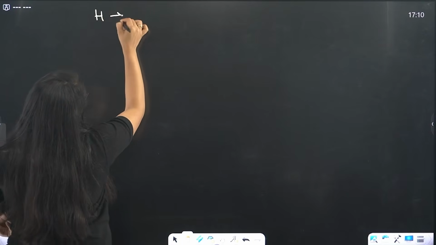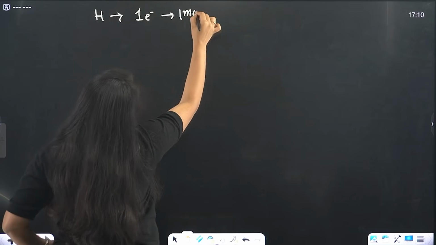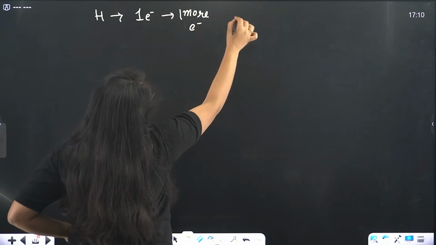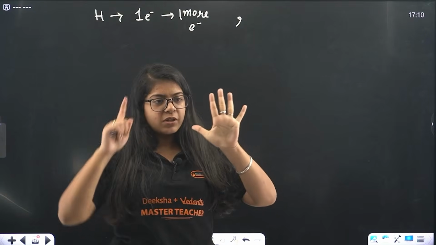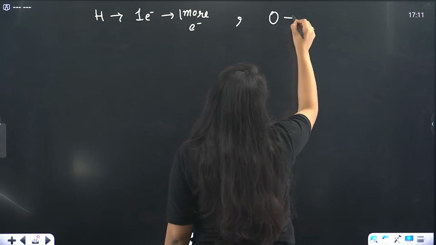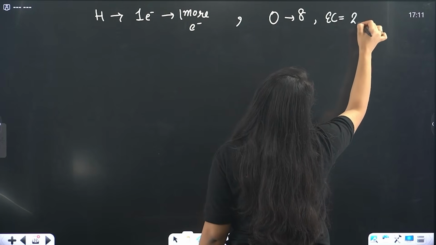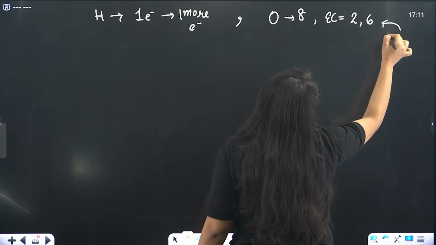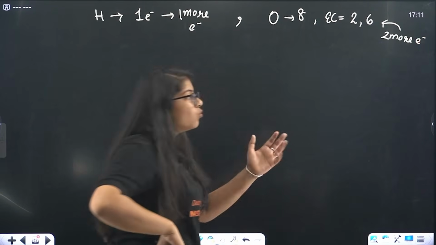Now see, hydrogen has 1 electron, and it needs 1 more electron, same as before. Now oxygen: hydrogen, helium, lithium, beryllium, boron, carbon, nitrogen, oxygen, that's 8. So oxygen has 8 electrons. The electronic configuration is 2 and 6, so it needs 2 more electrons.